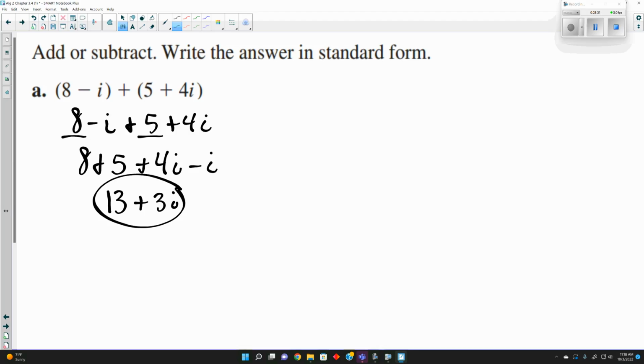i is still just the square root of negative 1. But when we're adding and subtracting these here, we can almost treat it like a variable. Questions on this here? So as soon as we get used to it, we want to write everything. Because we're doing 8 plus 5, negative i plus 4i.